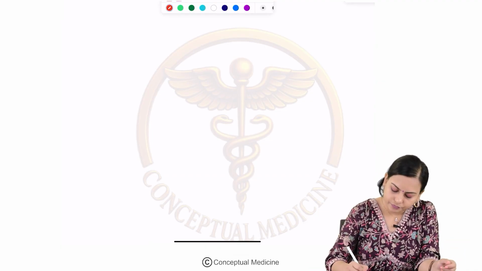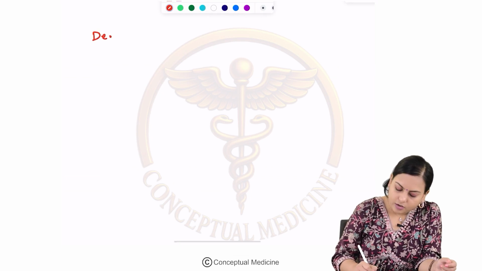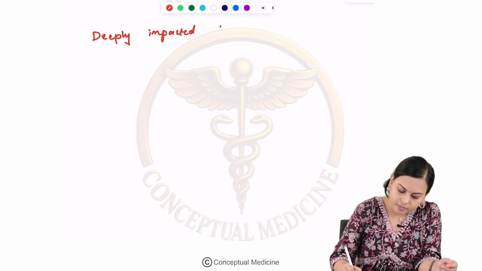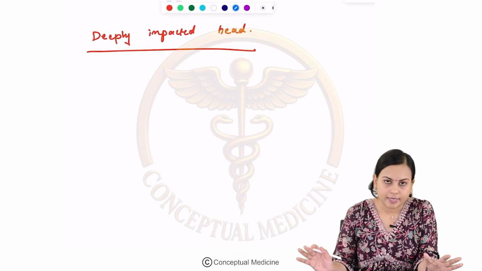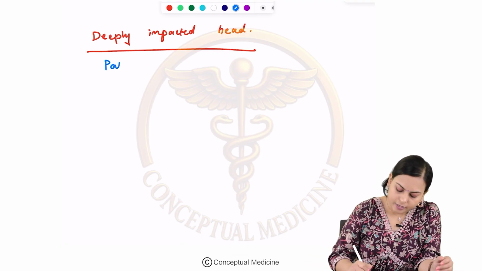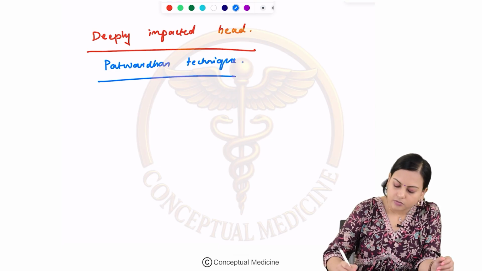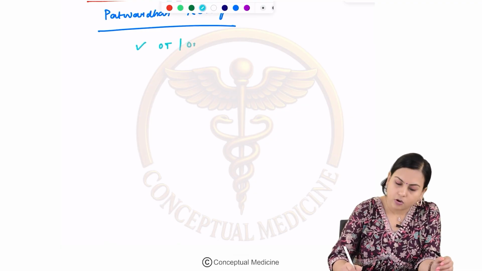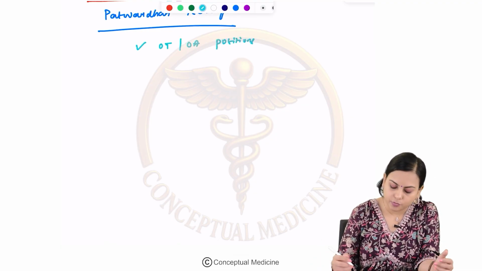Sometimes there is a complication called deeply impacted head. Delivery of a deeply impacted head can be done by a technique called the Patwardhan technique. This is mostly done in occipito-transverse or occipito-anterior positions, where the deep impaction is possible.